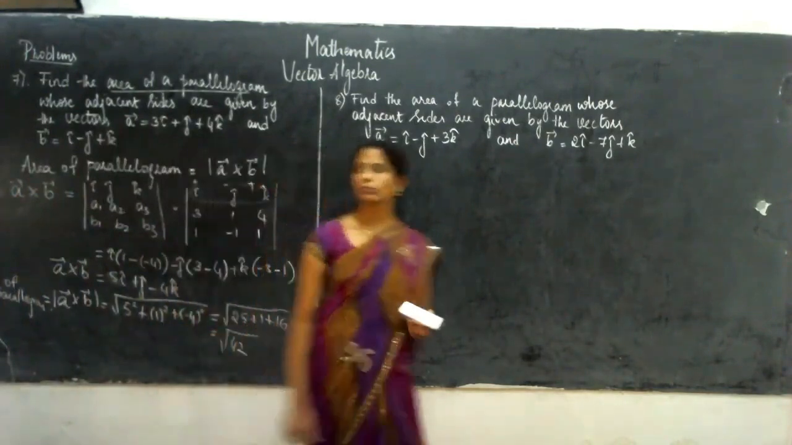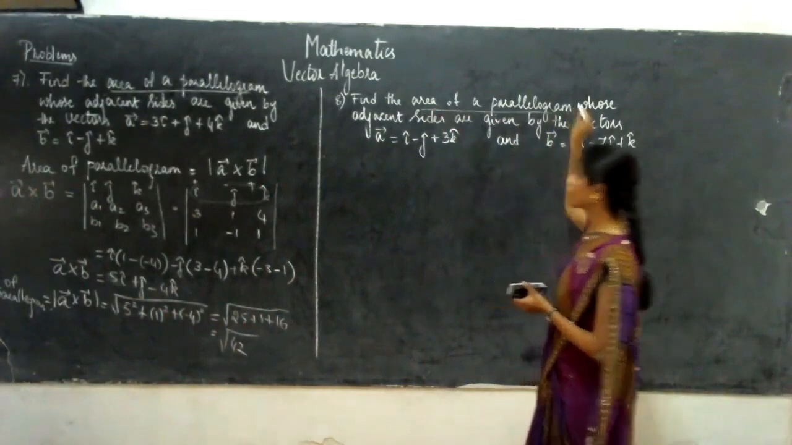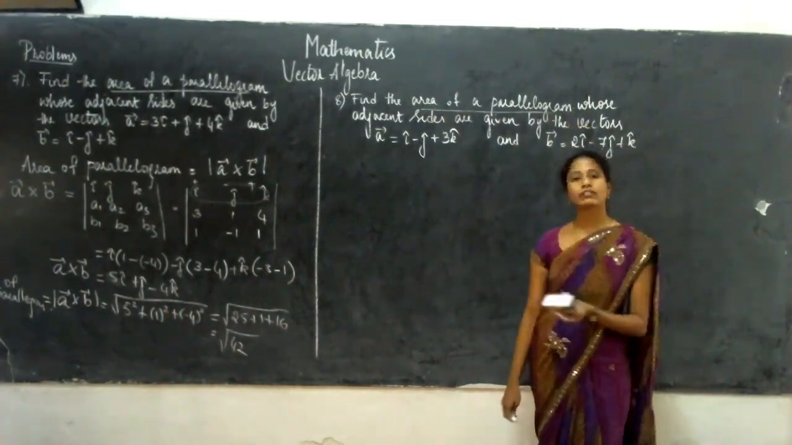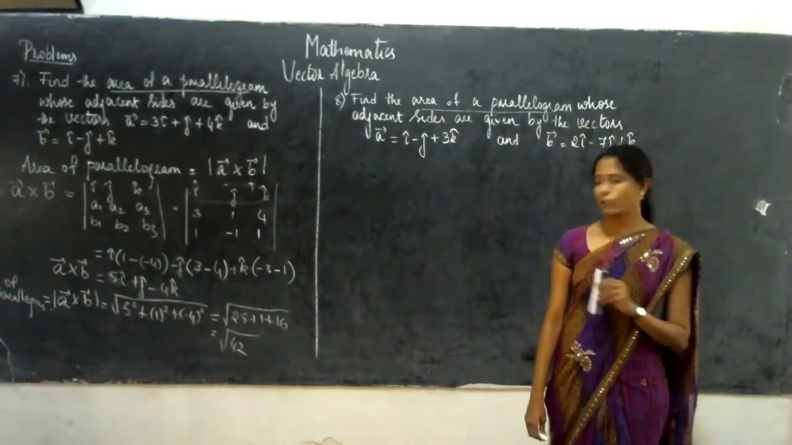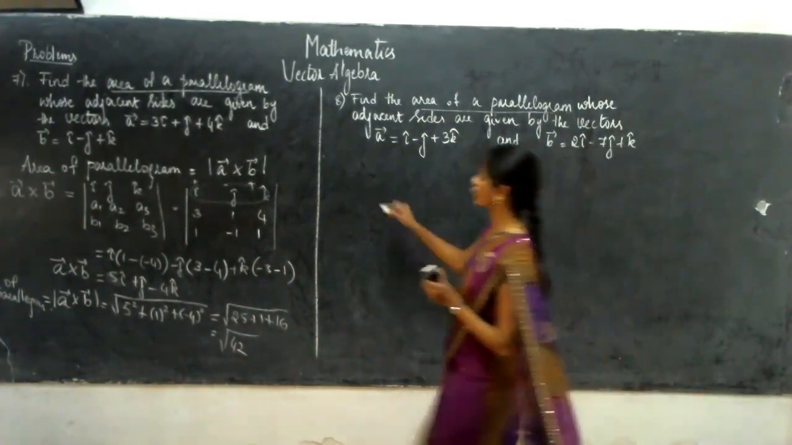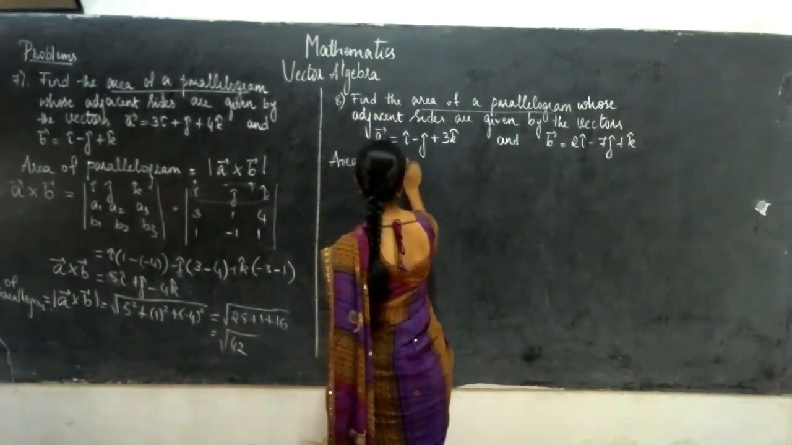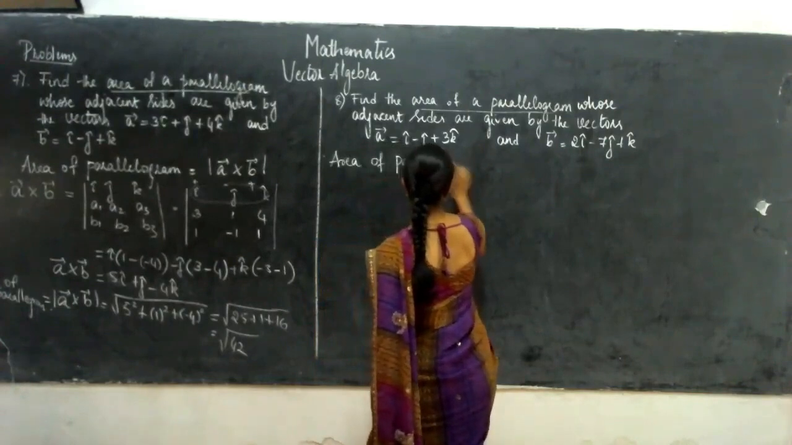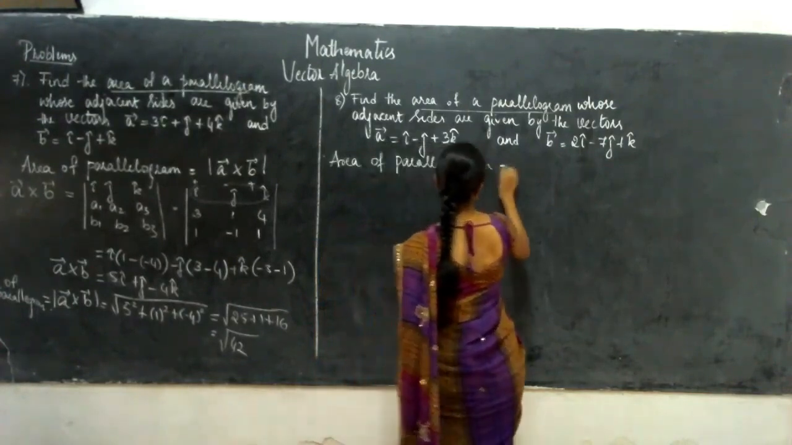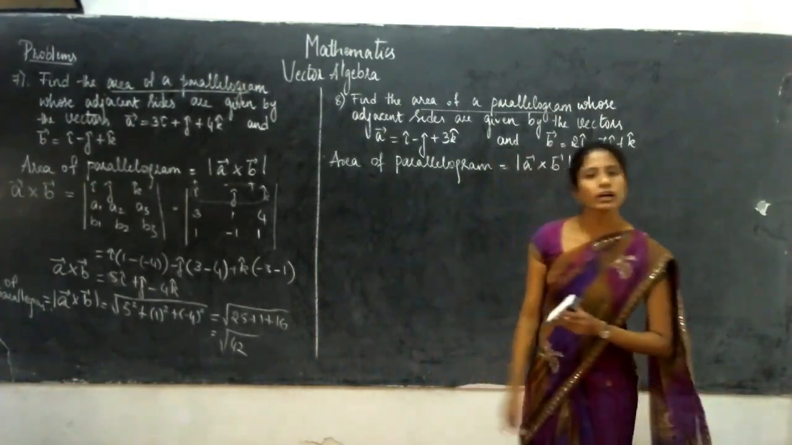So next problem, here again you need to find the area of the parallelogram where two adjacent sides of the parallelogram are given. When two adjacent sides of the parallelogram are given, we know the formula: area of parallelogram is equal to the magnitude of vector A cross vector B.